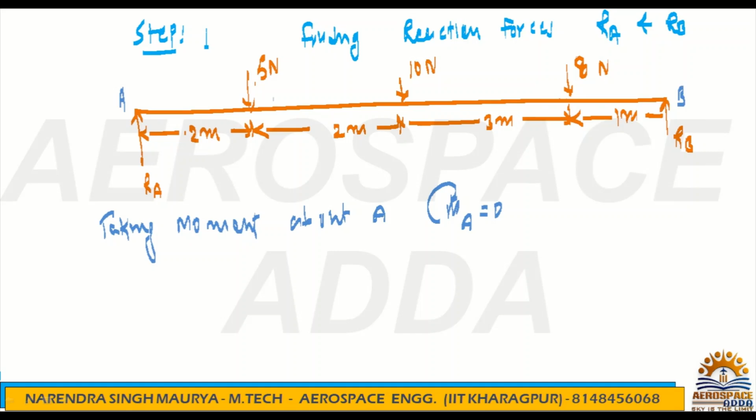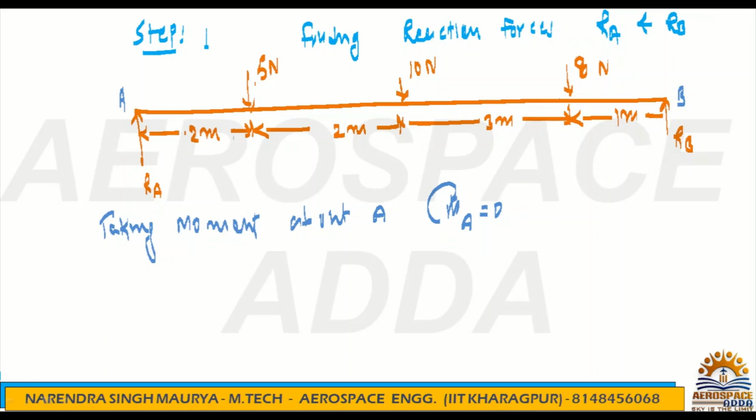But the 5 Newton will get moment at point A, because we have a perpendicular distance of 2 meter. Because of the 10 Newton force we can get moment at point A. We have 4 meter distance. Because of 8 Newton we can get moment about A, because we have a distance of 7 meter. Because of Rb also we can get moment at point A, but Ra will not get moment at point A, because we do not have any perpendicular distance. Moment is nothing but force into perpendicular distance. So we are finding moment at point A, so Ra will not get any moment.